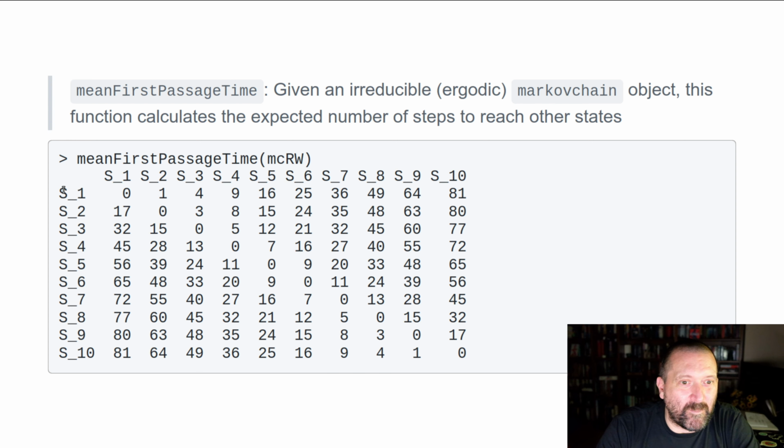But for instance, from S1 to get to S3 is not as clear, because I could go S1, S2, S3, but I could also go S1, S2, S1, S2, S3.